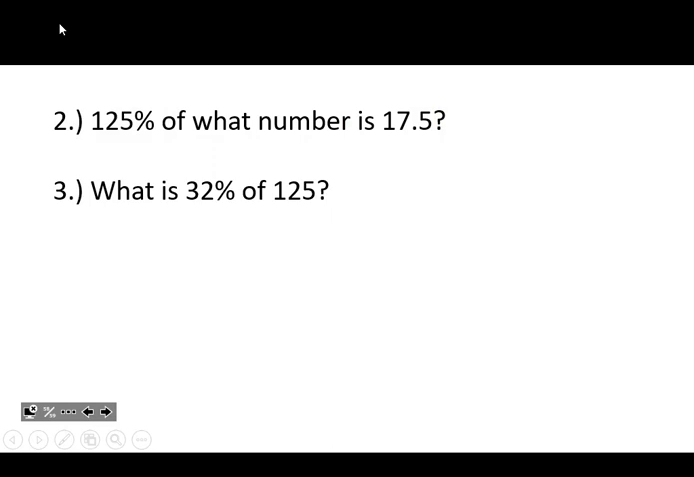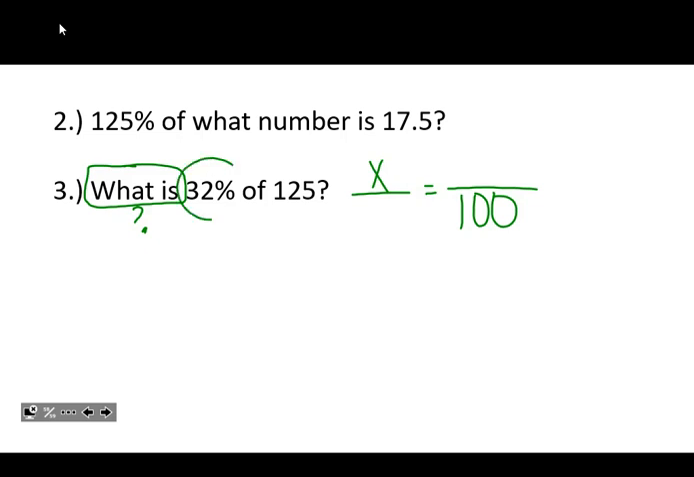Let's look at another one. What is 32% of 125? So we set up our proportion. The 100 always goes in the same spot. So it says, what is? So what is what I don't know. So is going to be what I don't know. 32% of 125.